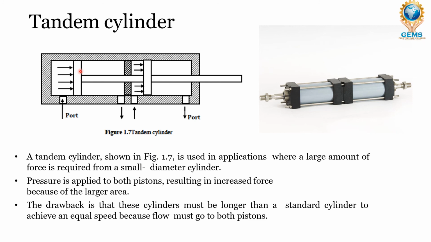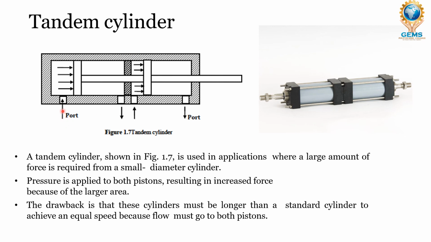So you can see the tandem cylinder. You have two portions, and one partition separates the two pistons. Here is one piston rod, and here is another piston rod, with a partition in the center. So both the piston rods are connected in series. Wherever high force is required, we can use a small cylinder to produce high force.